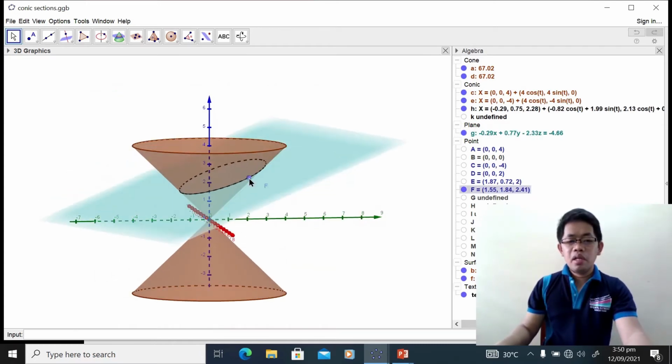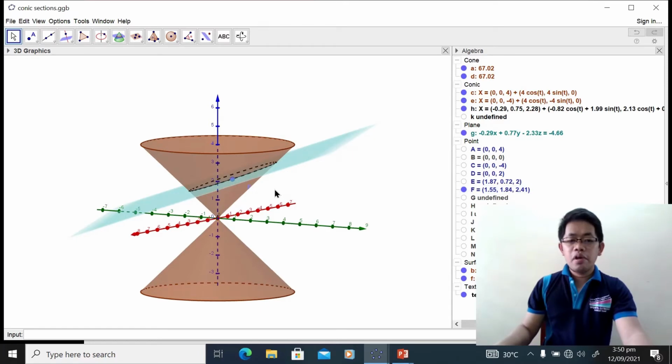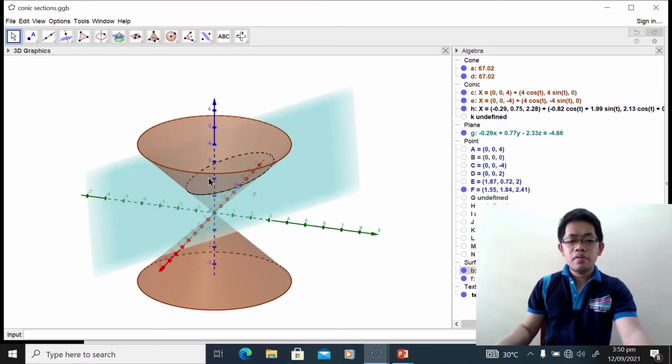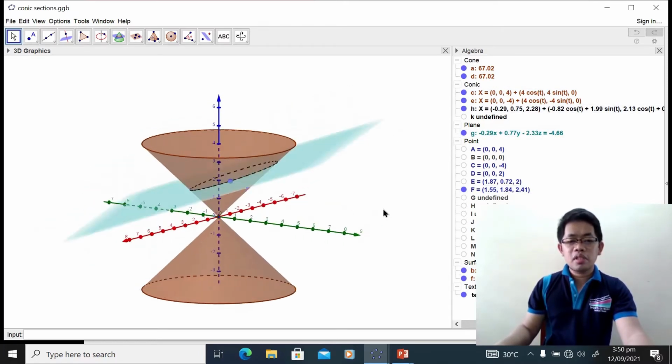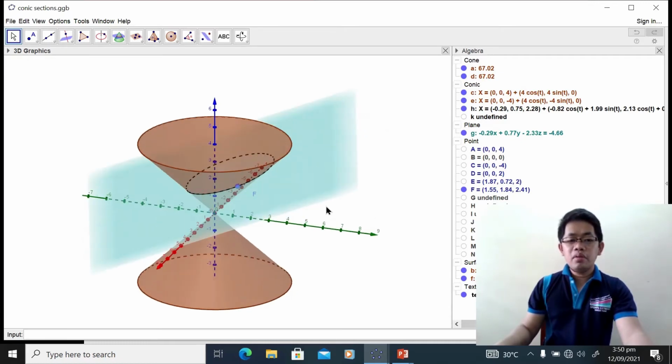Now, when the plane is tilted or slanted and intersects only one cone and forms a bounded curve, this one is an ellipse. So an ellipse is formed when the plane is tilted and intersects only one cone to form a bounded curve.